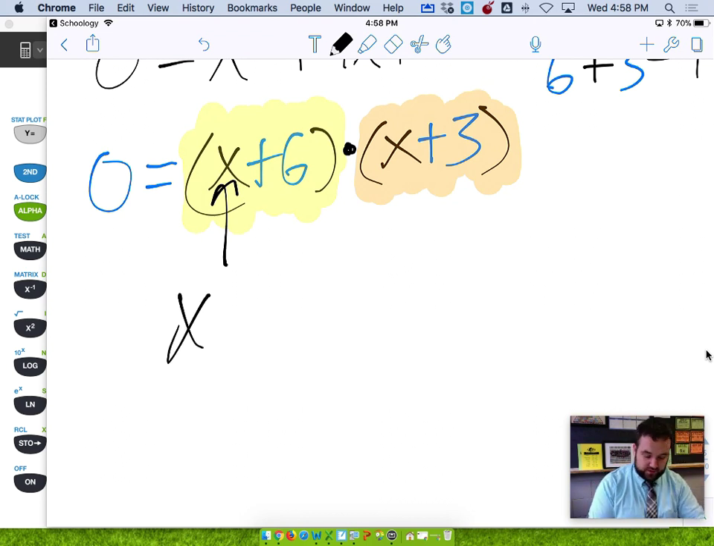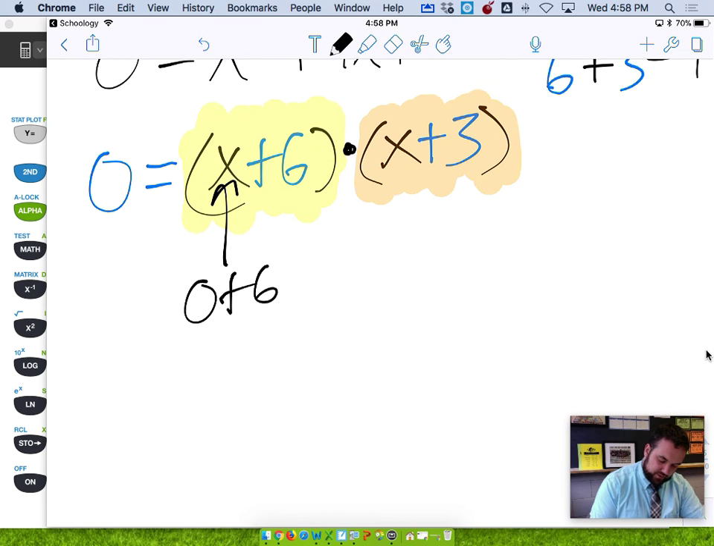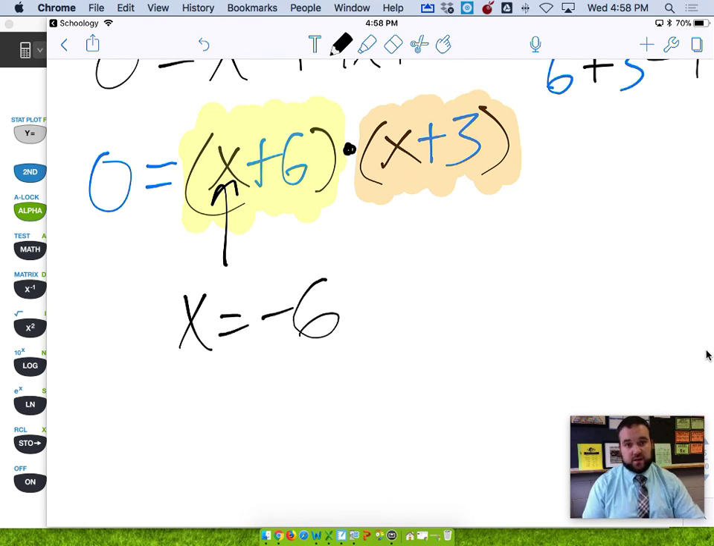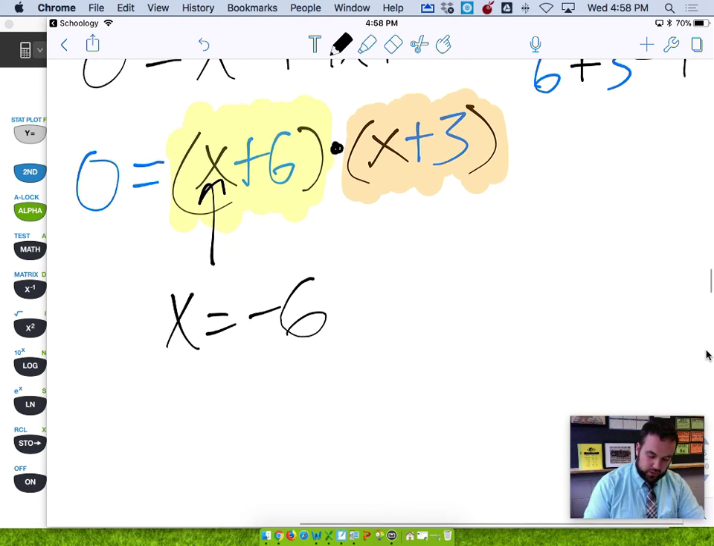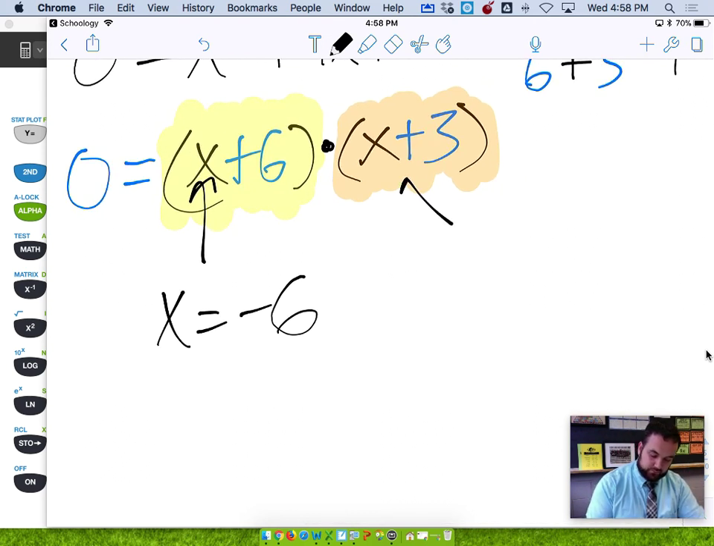Well, 0 doesn't work. That's a lot of students' first thought: oh, if I put in 0, it's 0. But we see here, if I put 0 plus 6, that is most definitely not 0. The number that does result in 0 is -6. If I plug in -6 and then add 6, I get what I'm looking for. Same thing here. What number plus 3 would give me 0? That's going to be -3.